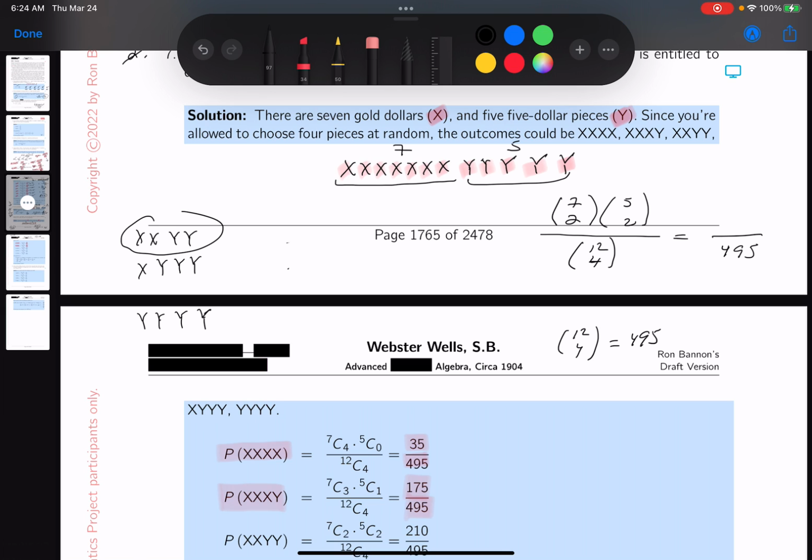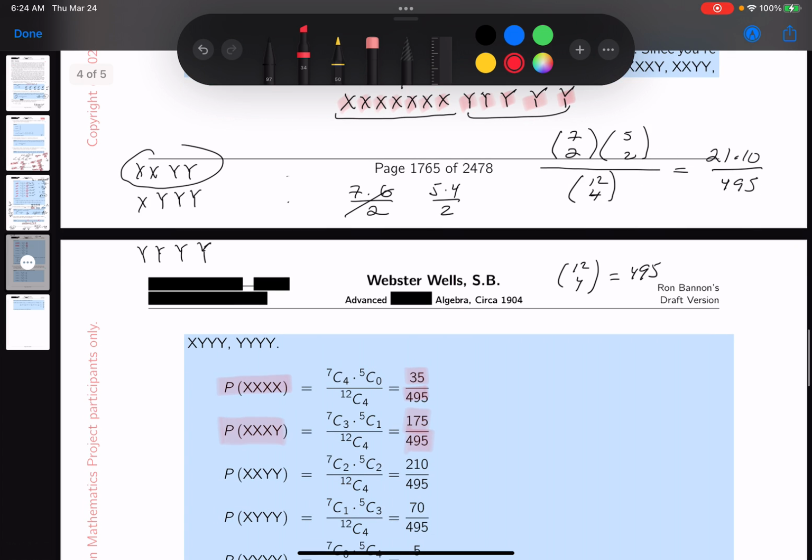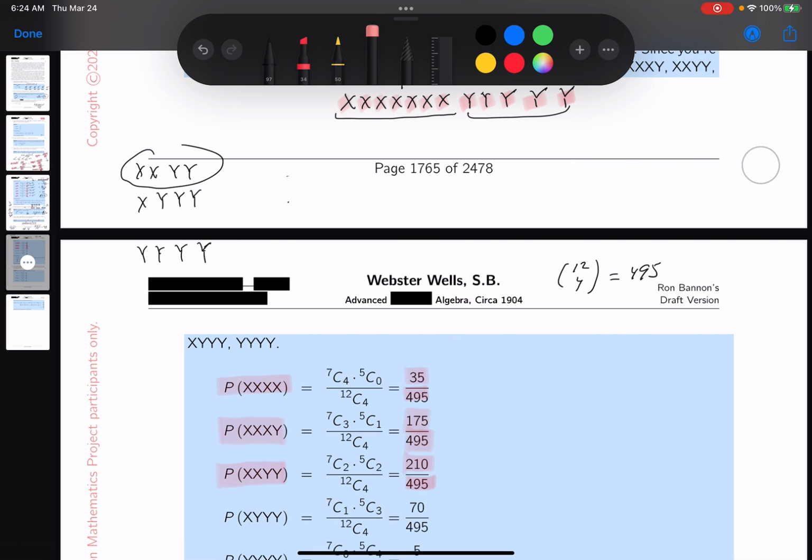And what's 7 choose 2? That's not that bad. That's 7 times 6 over 2, which is 21. And 5 choose 2 is going to be 5 times 4 over 2, which is 10. So it's 210 over 495. Get my eraser out. Erase this over here. We're just going through one at a time.